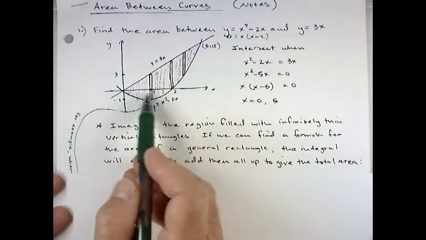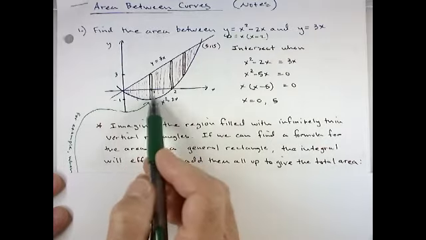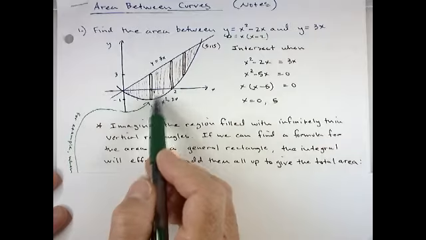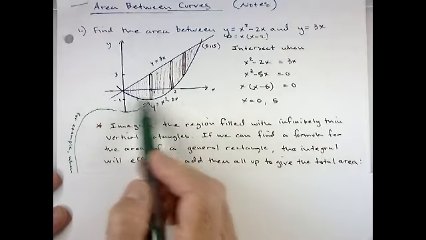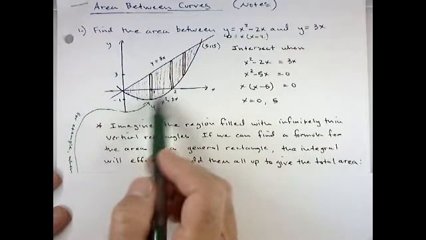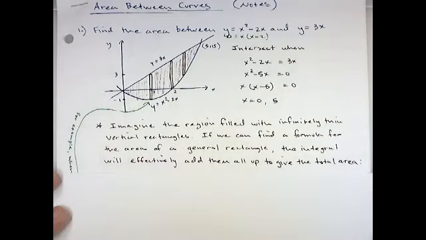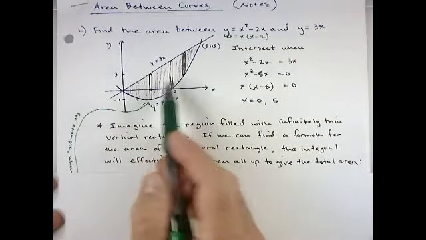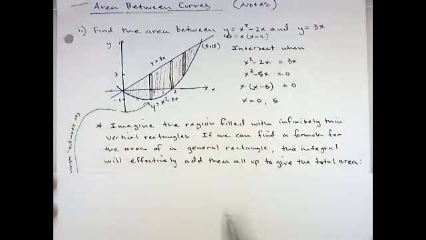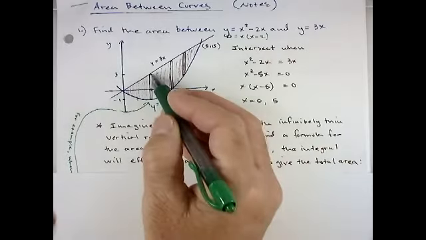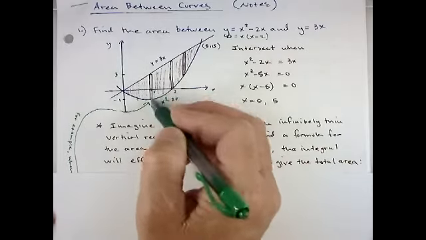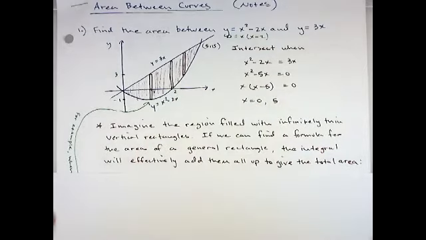One reason I selected this problem is that part of our area goes below the x-axis, and we've talked about how, generally speaking, when you integrate a function below the x-axis, it comes out to be negative. So part of my area is positive, part of it's negative. But if we do this correctly, even if the graph is below the x-axis, we will get the correct area, as long as we find a correct formula for the area of any one of those rectangles.